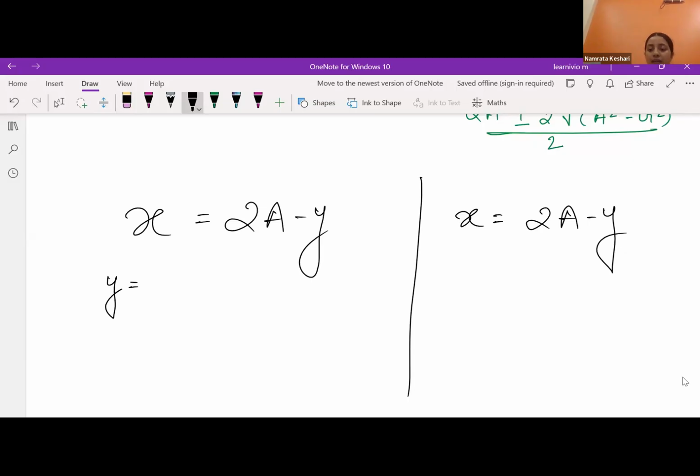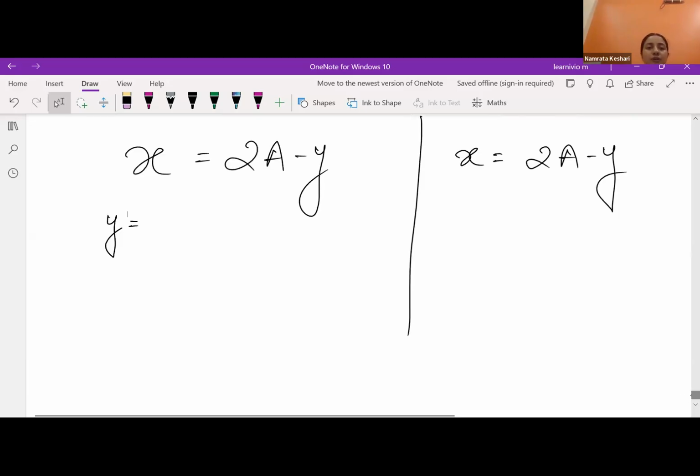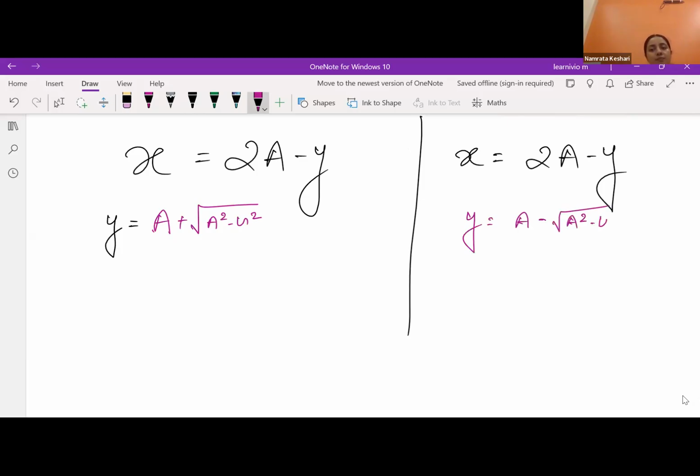The quadratic formula has already taught you that plus minus sign means one value contains the positive sign and another contains the negative sign. So one of the values of y is a plus under root a square minus g square, and another y is a minus under root a square minus g square. Making sense? These are the two y, and we are not doing anything for the first time. We have done this previously as well.